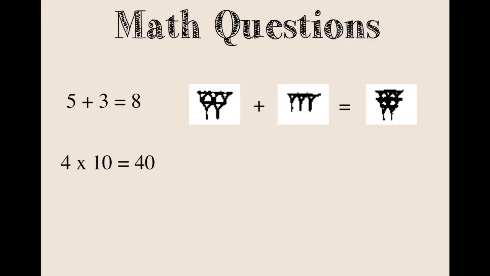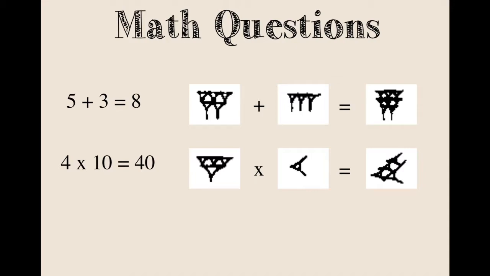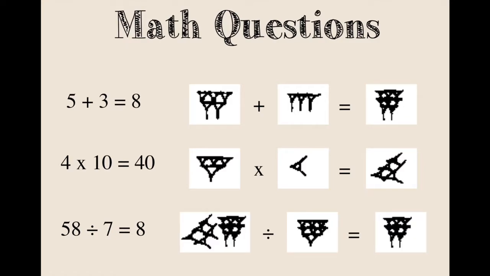So 4 is represented by 4 triangles with rods, and then times 10. So 10 is represented by a little wedge. Then it will equal 40, so it will be 4 wedges. Lastly, for 58 divided by 7 equals 8, we will have 5 wedges and 8 triangles with rods to represent 58. And then for 7, we have 7 triangles with rods. And of course for 8, it's 8 triangles with rods. And so that will be the end to this lesson on the Babylonian number system.